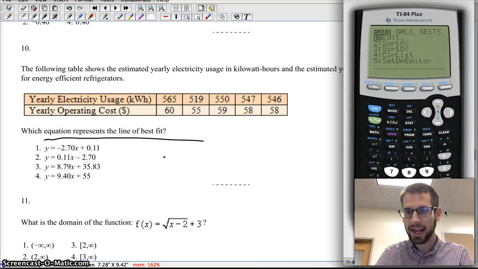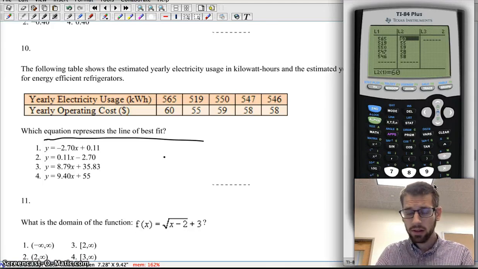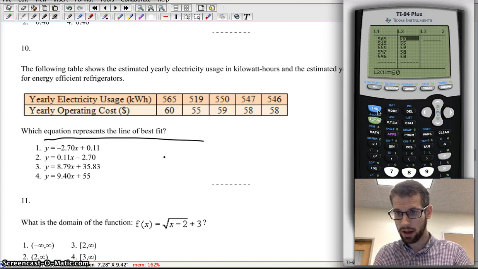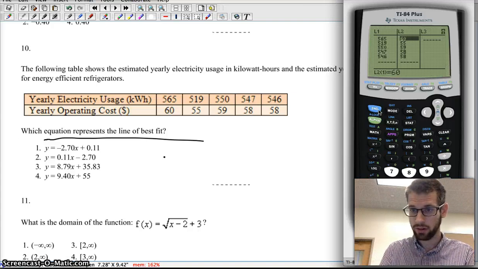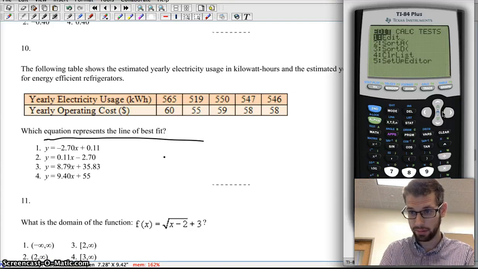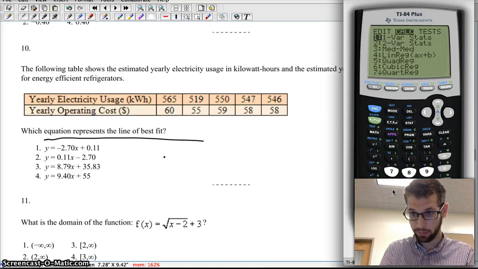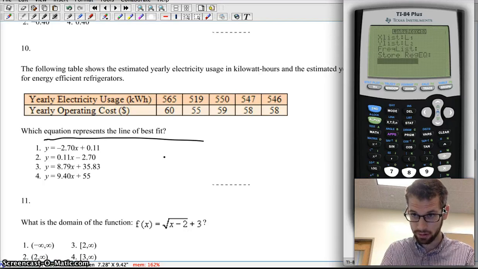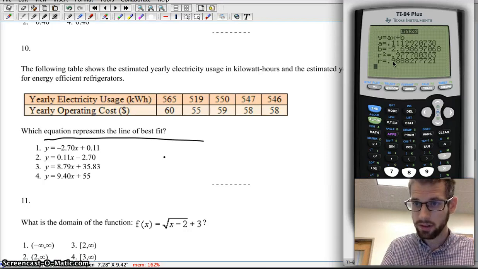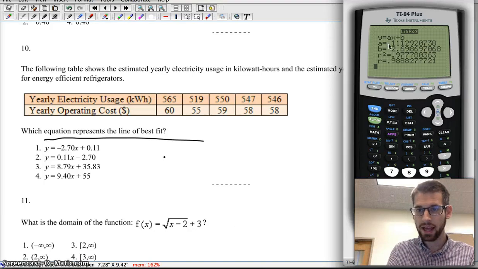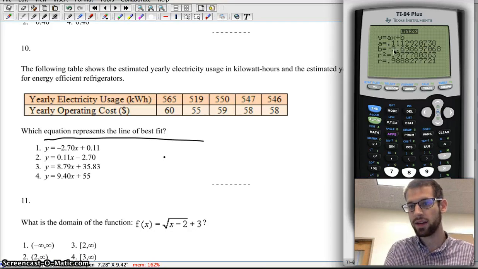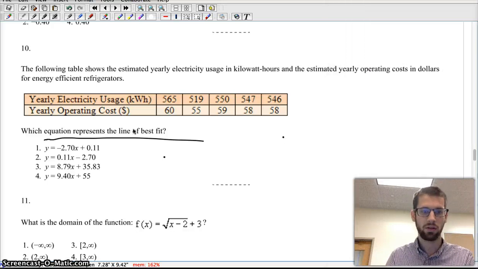As you can see in stat edit, I've put the numbers into my table. So I am now going to find the linear regression. So again, I'm going to hit stat and then I'm going to go to calc. Number 4, linear regression. Enter, enter, enter, enter. And this time I want ax plus b, so my a is 0.11, that's going to be my slope, and then my b is -2.69, which rounds to -2.70, so that's answer choice number 2.